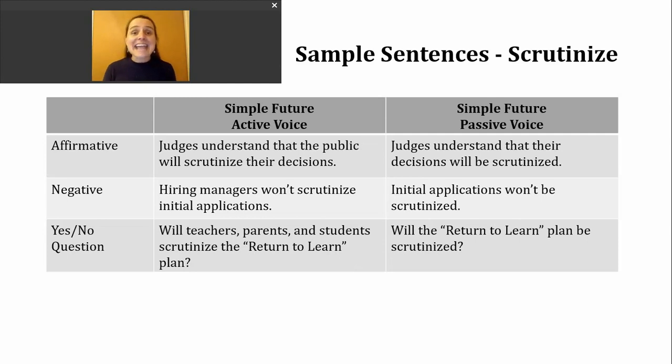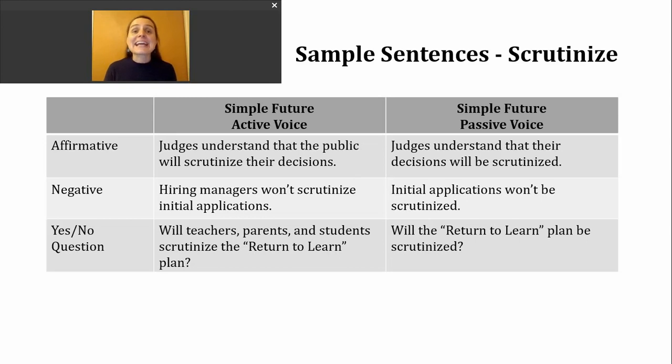If I want to make negative, simple future in the active voice, I'm going to use will not and then the base verb. You might hear native speakers use the contraction form won't. Let's take a look at an example. Hiring managers won't scrutinize initial applications. So what this sentence means here, they're not going to look really super closely. The process of scrutinizing might come later after interviews, for example.